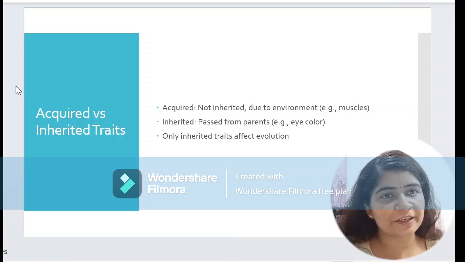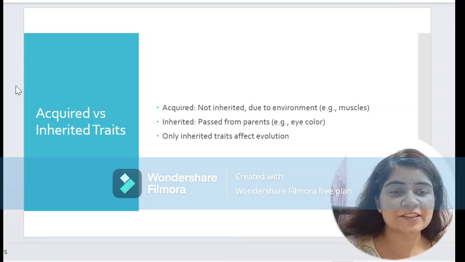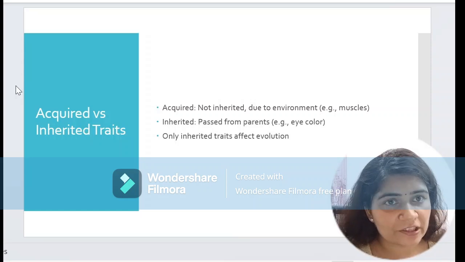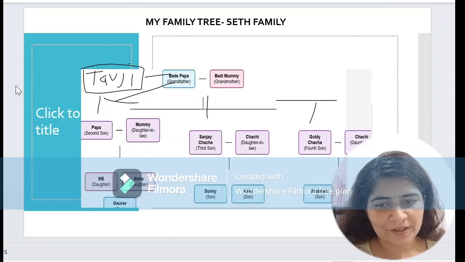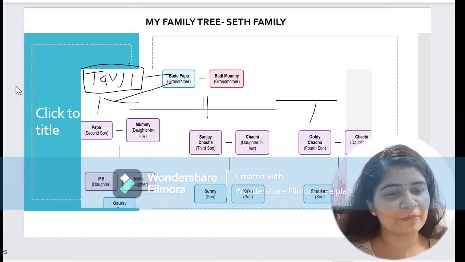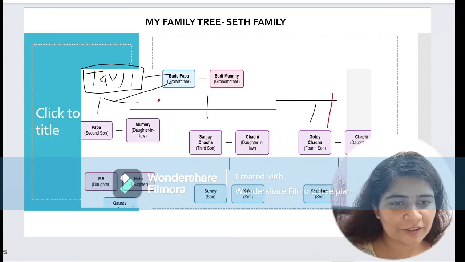Okay, now one thing that we are left with is sex determination in humans. So you have only sex determination in humans. वो मैं अभी इस ट्री के बाद discuss करती हूँ.